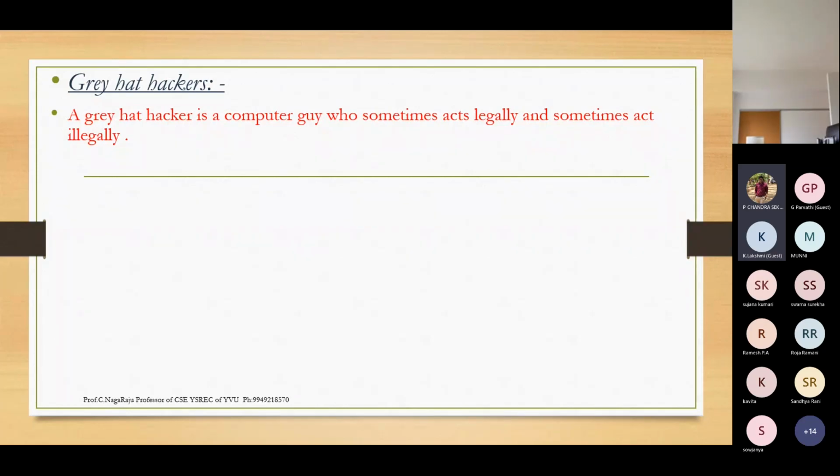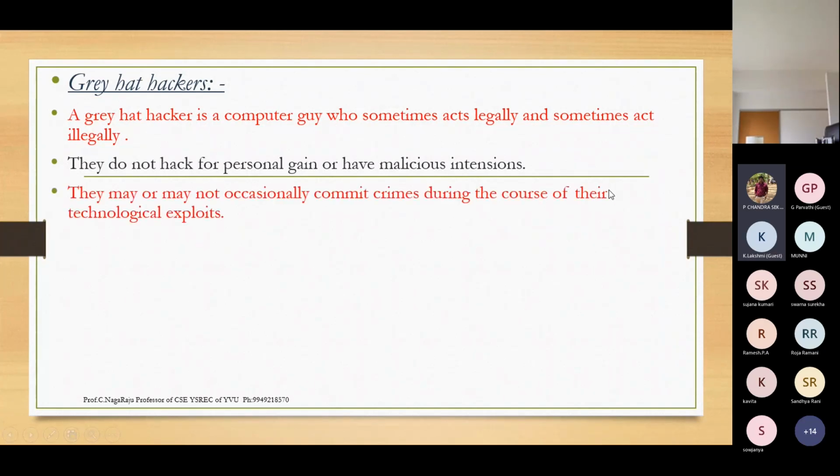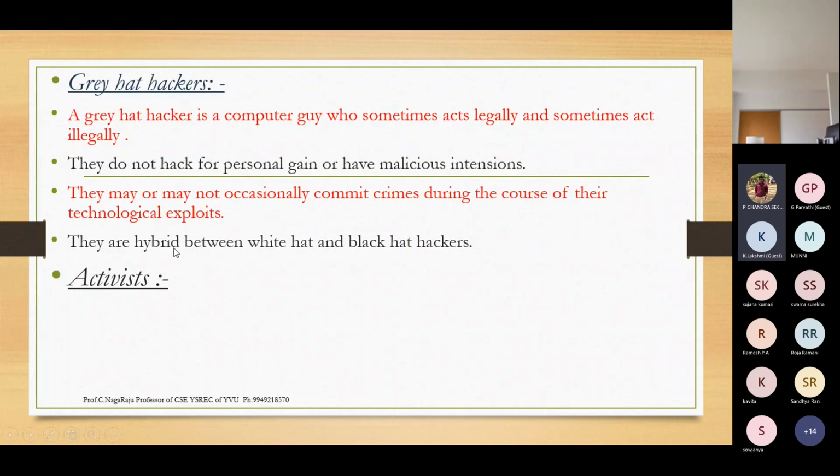There they work as black hat hackers, because they won't take any permission from the terrorists. But sometimes, if the government asks for some usernames or passwords, then they give them. That is the white hat side of the grey hat hackers. They do not hack for personal gain or with malicious intention. These grey hat hackers cannot crack messages for their personal or malicious purposes, right? They may or may not occasionally commit crimes during the course of their technology exploits. They are a hybrid between white hat and black hat hackers.